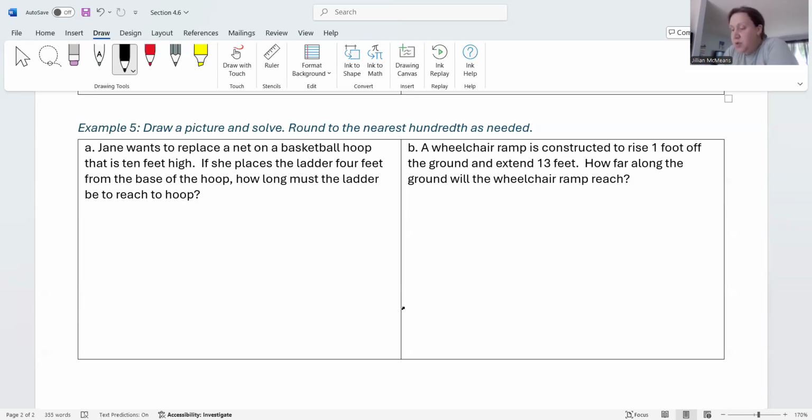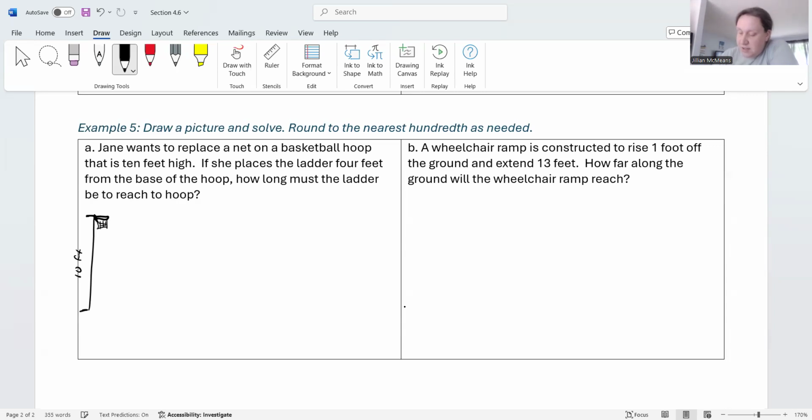Okay? So Jane wants to replace a net on a basketball hoop that is 10 feet high. If she places the ladder 4 feet from the base of the hoop, how long must the ladder be to reach the hoop? Okay, so we've got our basketball hoop here. We're going to say the actual hoop with the net is like this. Okay, so we know this height right here is 10 feet.